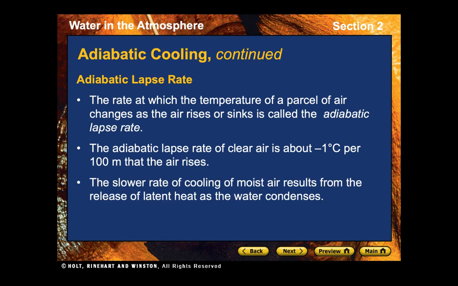The slower rate of cooling of moist air results from the release of latent heat as the water condenses. So as this water vapor condenses into a liquid, it releases heat. So the air doesn't cool as quickly. Does that make sense? It's releasing heat as it's changing from a gas to a liquid.